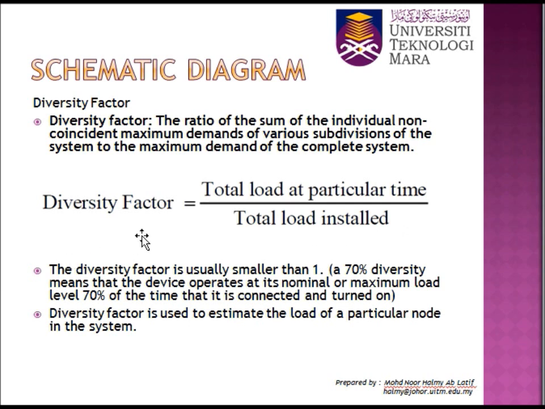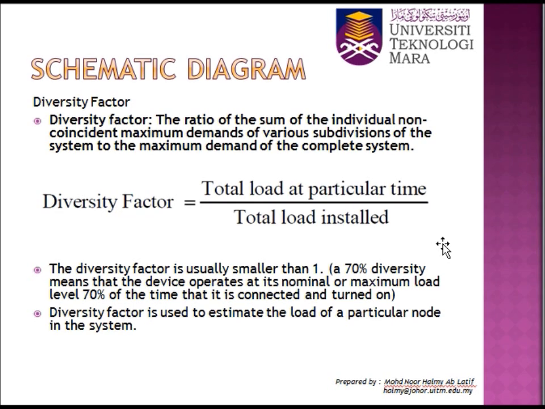Okay, so this DF is usually smaller than 1. A 70% diversity means that the device operates at its nominal or maximum load level 70% of the time that it is connected and turned on. Okay, so sepatutnya dia kurang daripada 1. And this DF is used to estimate the load of a particular node in the system.